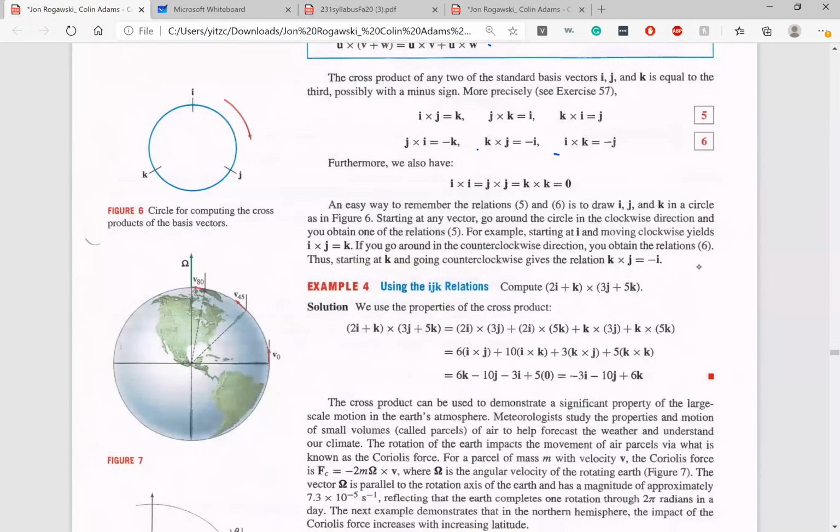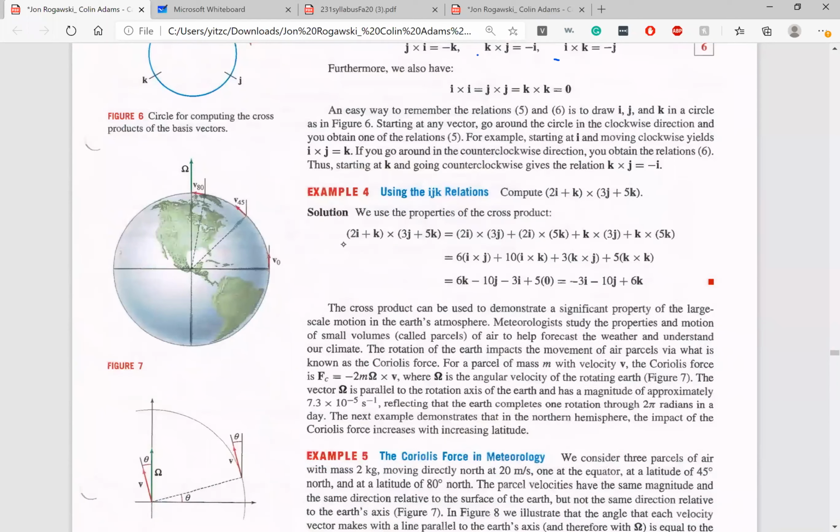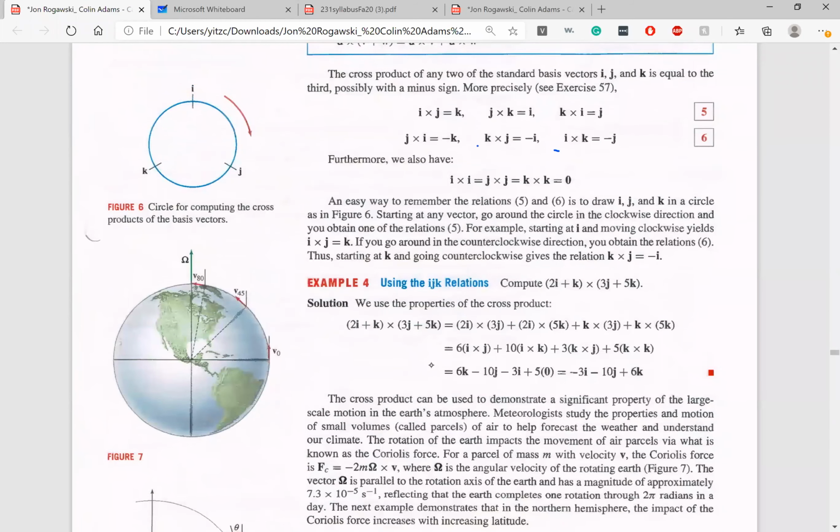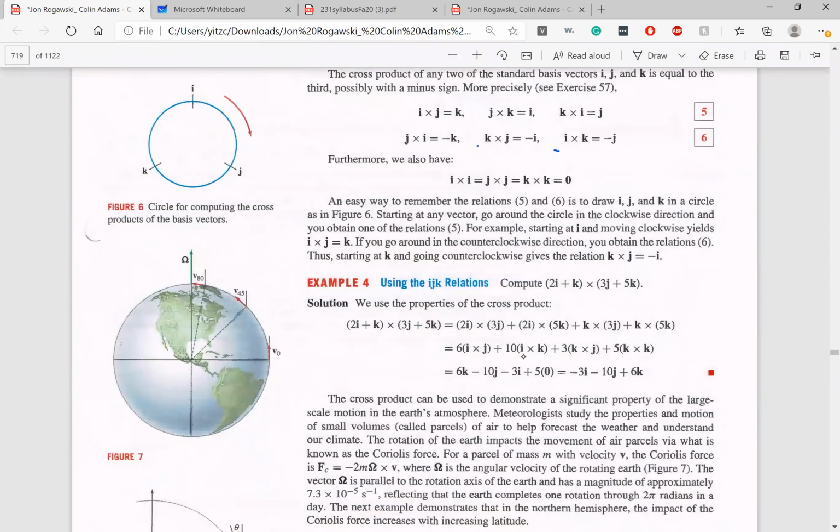So you can use these relationships to find what this is. You distribute it, and then you just look at what I cross J is. I cross J is K, so that will be K. I cross K is negative J, so that's going to be negative 10J, and so on.